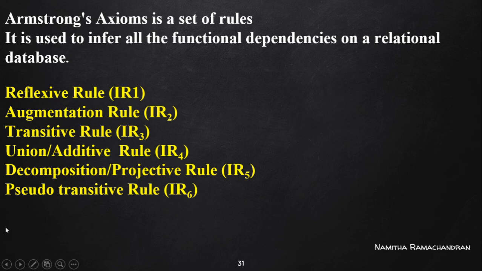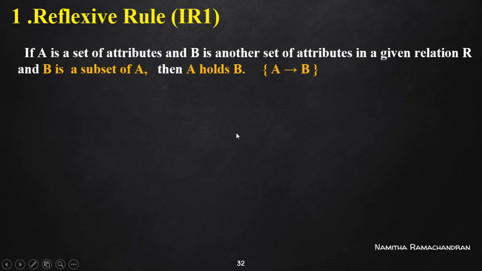We have 6 such rules: reflexive rule, augmentation rule, transitive rule, union or additive rule, decomposition or projective rule, and finally pseudo-transitive rule. The first 3 are considered primary axioms, and the remaining 3 are derived from the primary axioms, so they are called secondary rules. We will consider each of these rules in detail. First is the reflexive rule.